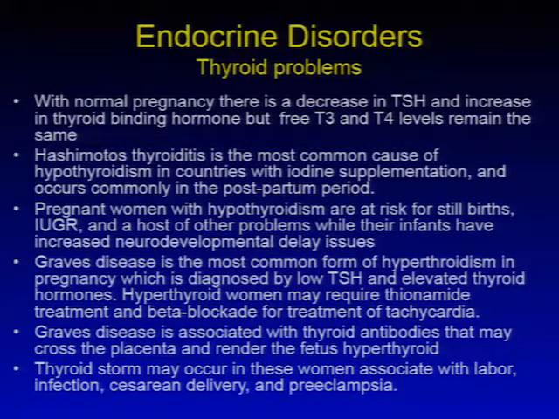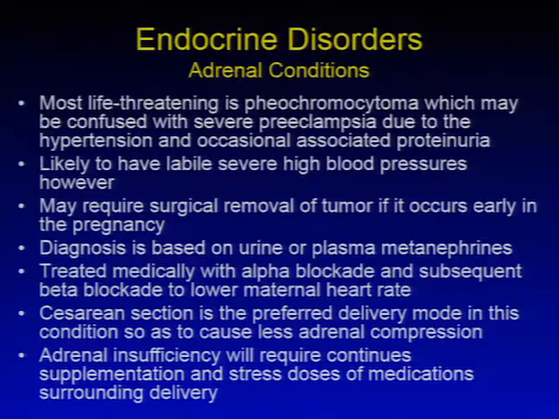Graves' disease is the most common form of hyperthyroidism in pregnancy, which is diagnosed by a low TSH and elevated thyroid hormones, and hyperthyroid women may require thionamide treatment and beta blockade for tachycardia. Graves' disease is associated with thyroid antibodies that may cross the placenta and render the fetus hyperthyroid, and thyroid storm may occur in these women and be associated with labor, infection, cesarean delivery, and preeclampsia.